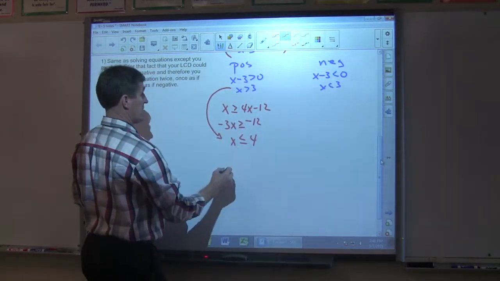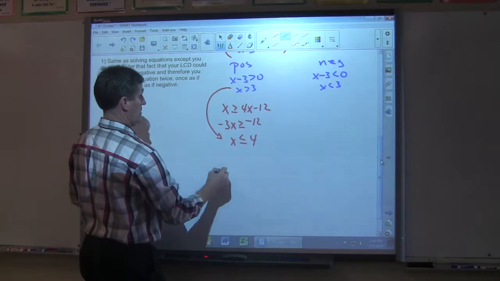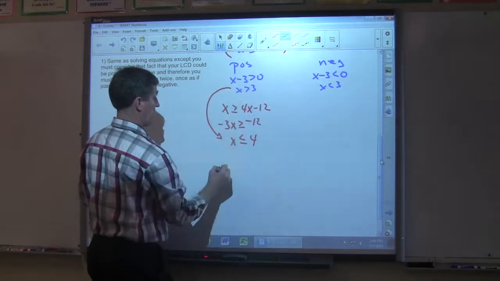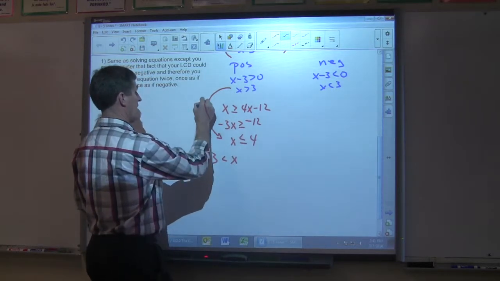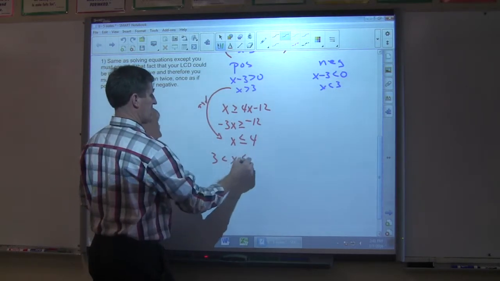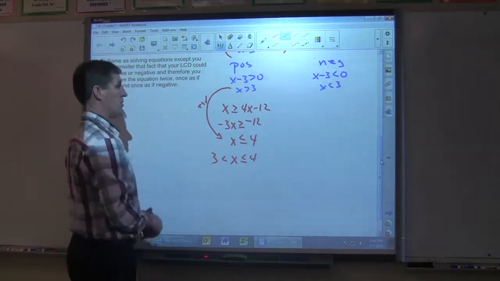So that means that x is greater than 3, and, because remember this is an "and" statement, less than or equal to 4. So it's between those two.